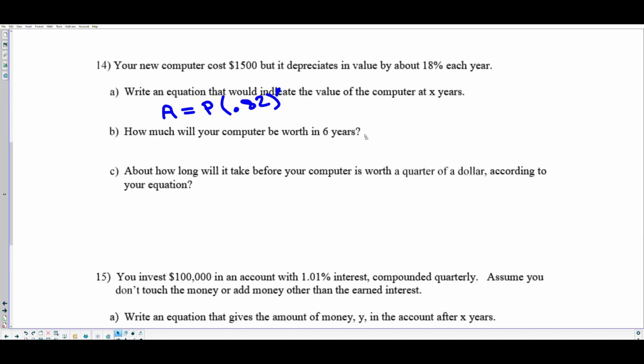Alright, so how much will your computer be worth in 6 years? So I'm going to write this equation down as A equals, and then the original amount, 1,500, times 0.82, and then 6 years, so the X, or the T value, excuse me, I don't know why I put X, would be 6. So this right here should actually be T. But it doesn't matter, you can put X if you like. Okay, I like T. And then all you have to do is crank it out into the calculator.